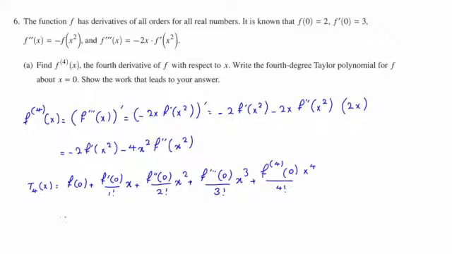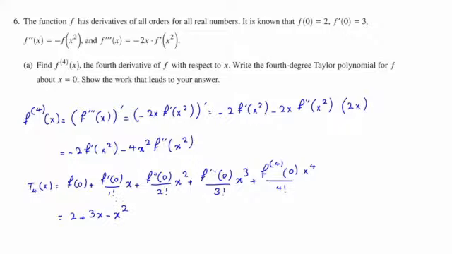Okay, so let's calculate. f of 0 is what? The problem says f of 0 is 2. f prime of 0 is what? 3. So plus 3x. f double prime of 0 will be negative f of 0. Negative f of 0 is what? Negative 2. Okay, so negative 2 over 2 is negative 1.